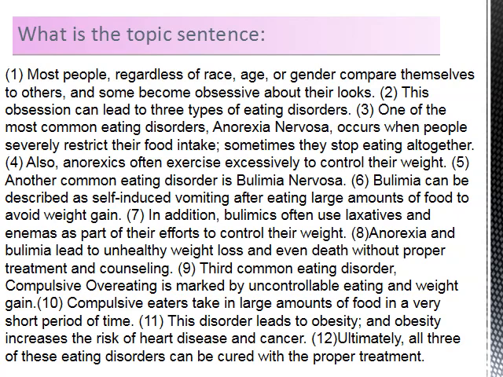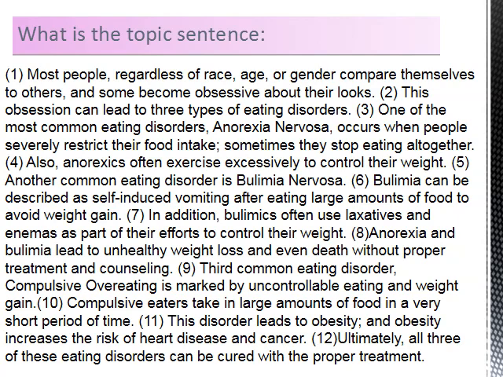Another common eating disorder is bulimia nervosa. Bulimia can be described as self-induced vomiting after eating large amounts of food to avoid weight gain. In addition, bulimics often use laxatives and enemas as part of their efforts to control their weight. Anorexia and bulimia lead to unhealthy weight loss and even death without proper treatment and counseling. A third common eating disorder, compulsive overeating, is marked by uncontrollable eating and weight gain. Compulsive eaters take in large amounts of food in a very short period of time. This disorder leads to obesity, and obesity increases the risk of heart disease and cancer. Ultimately, all 3 of these eating disorders can be cured with proper treatment.